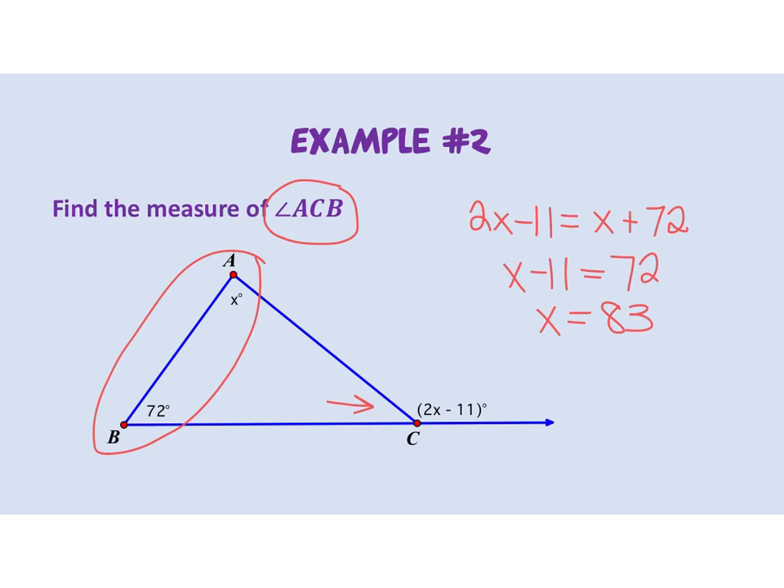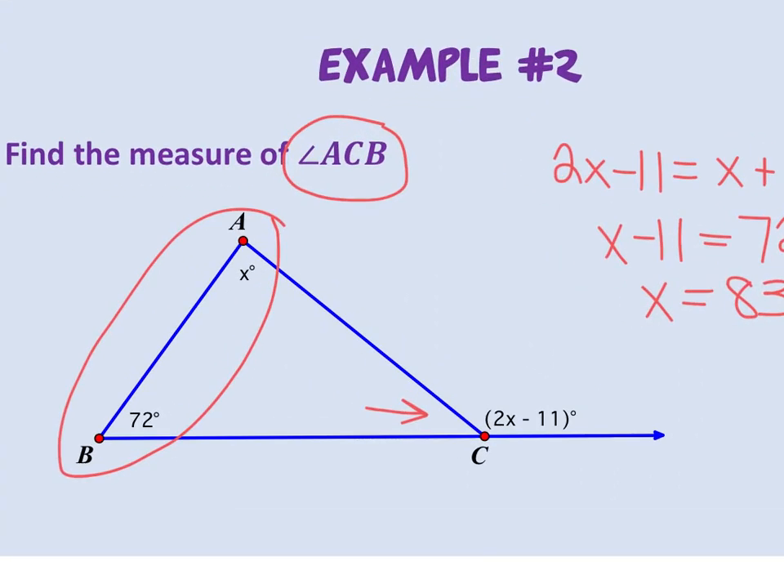So if we want to find this inside angle, there's a couple of things we can do. If we know x is 83, I would do 83 plus 72. That's 155. What's left over for this inside angle is 25 degrees. Or I could have plugged it in here. 2 times 83, subtract 11, I would also get 155 degrees. And then these two angles have to be supplements because they're a linear pair, so it would have to be 25 degrees for angle ACB.